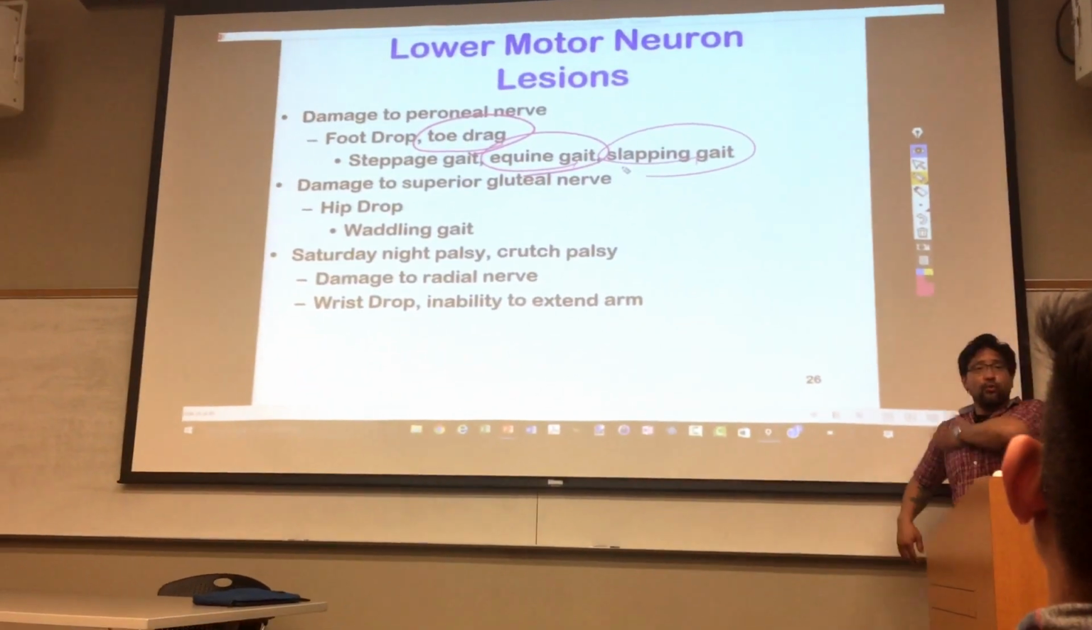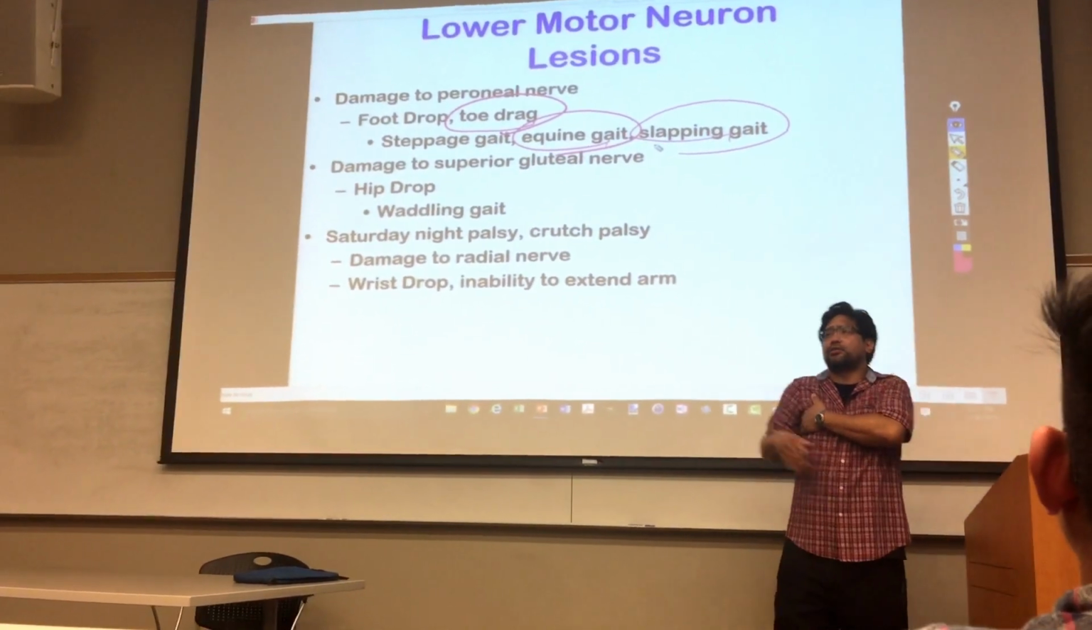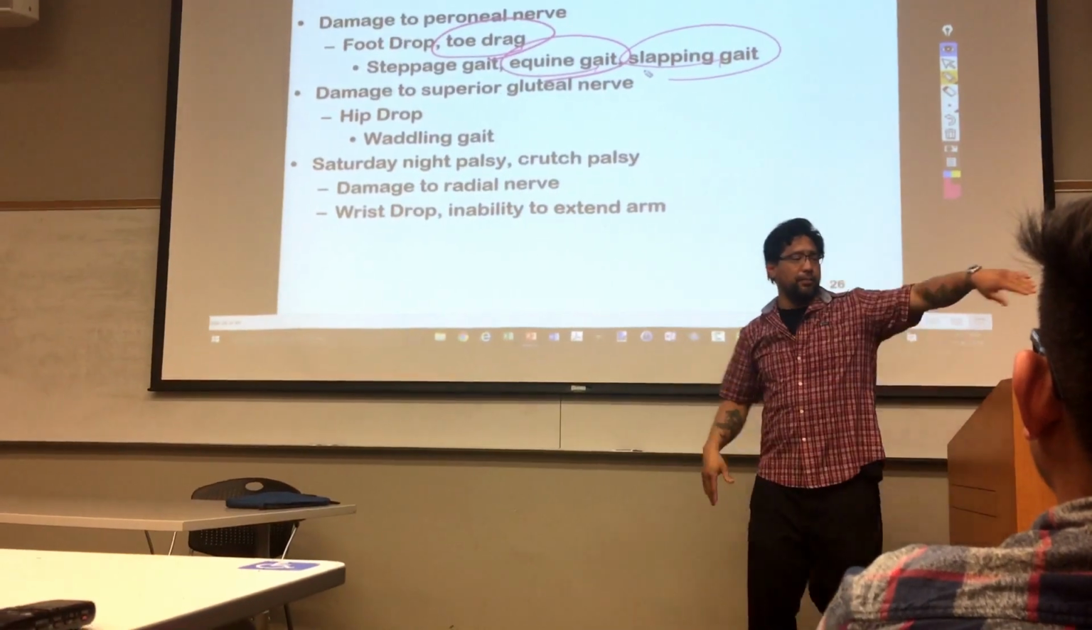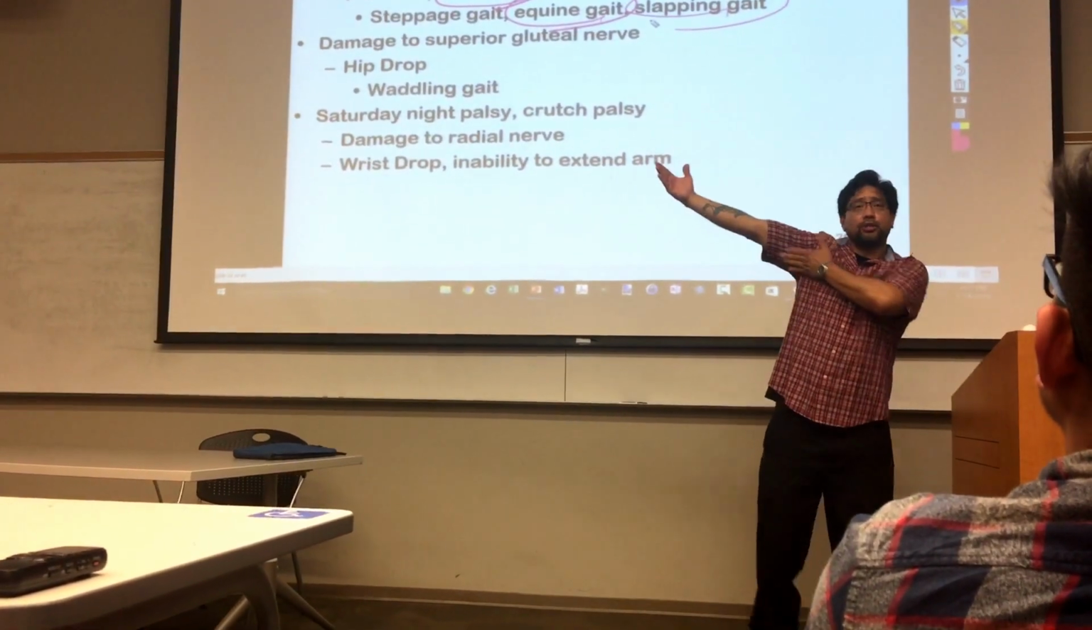Now, if we move all the way up here, right? They used to call it Saturday night palsy, right? Because this is when people would fall asleep and black out drunk on a park bench, and they put their arm over the park bench like that, right? Your brachial plexus runs through here.